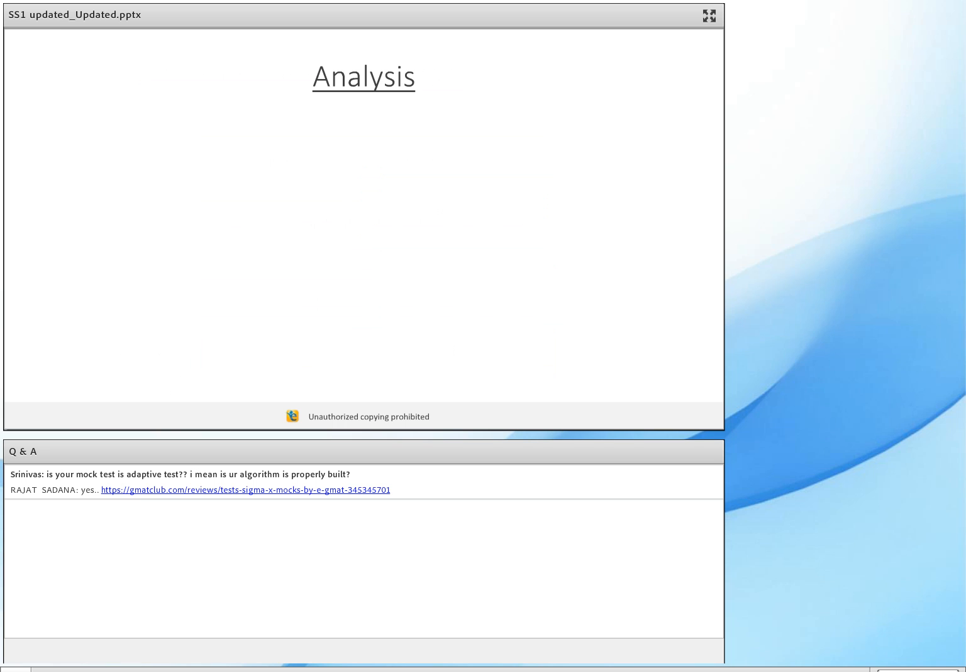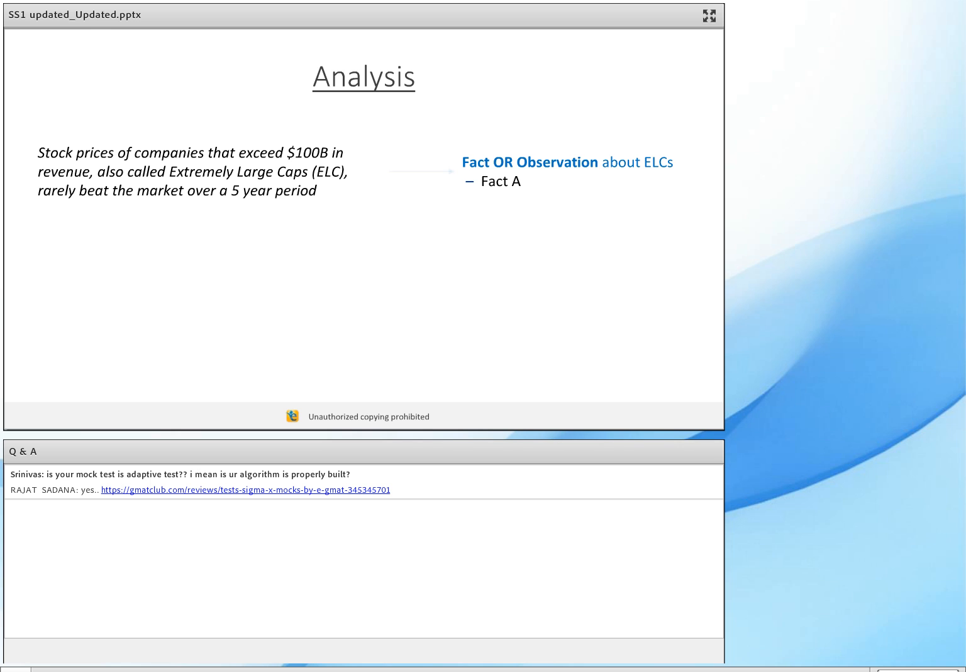Okay, so let's analyze this statement. The first statement says stock prices of companies that exceed $100 billion in revenue, also called extremely large caps, rarely beat the market over a 5-year period. So what is this statement? It's an observation, a data point, a fact, something which, in the context of the GMAT, you're not going to refute. The author is simply telling you this happens, which means there are these companies called extremely large caps that exceed $100 billion in revenue, and their stock prices over a 5-year period rarely beat the market.